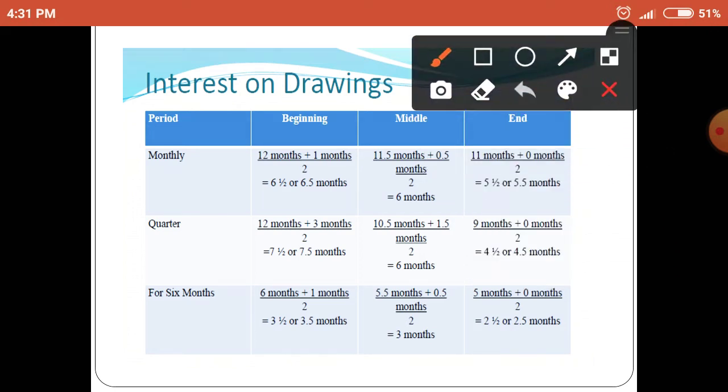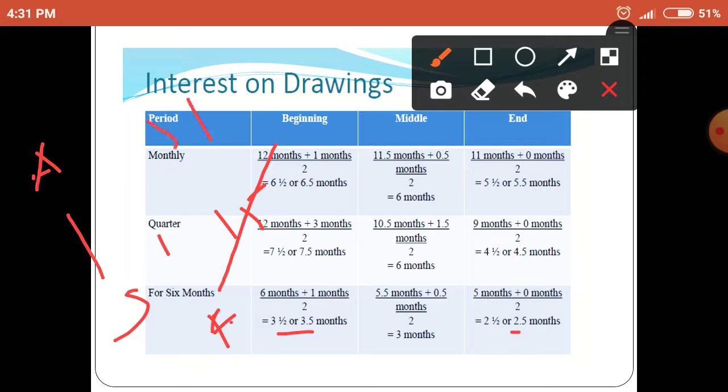Next, beginning of 6 months is given. In such a case you have to consider the average period of 3.5 months. Middle of 6 months is 3 months, and end of 6 months is 2.5 months. 6 months means, if a partner withdraws in the month of April, then after a 6 month gap, September, he withdraws again, and again after 6 months, February. Beginning of each month means the 1st date, middle of each month the 15th date, and end of each month the 31st or 30th date.